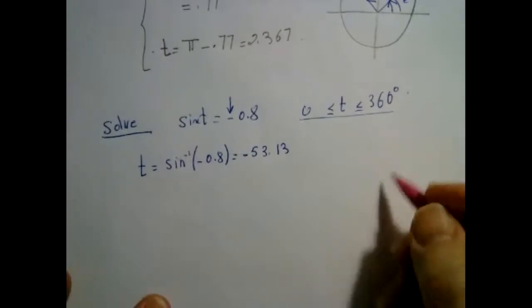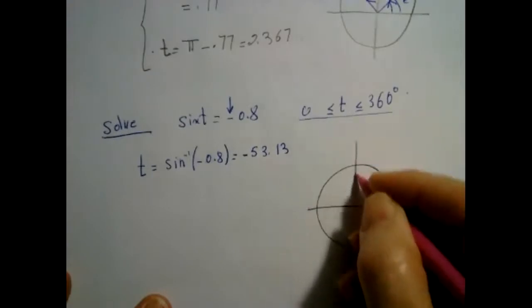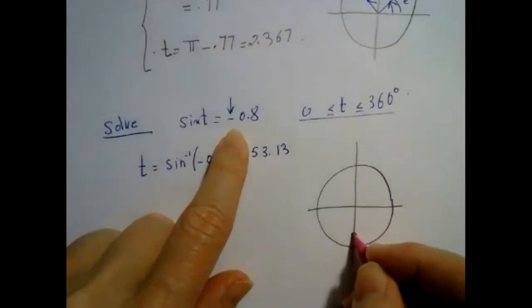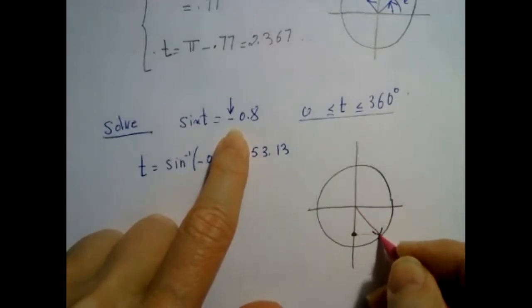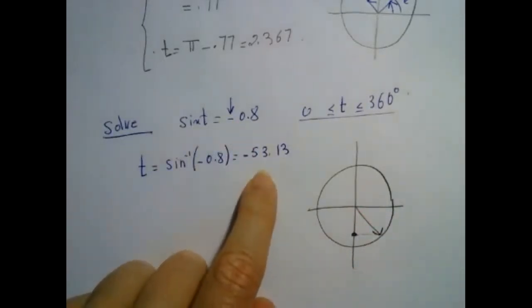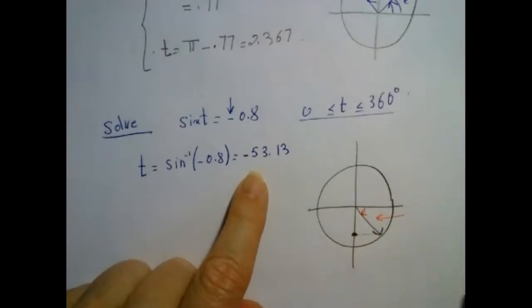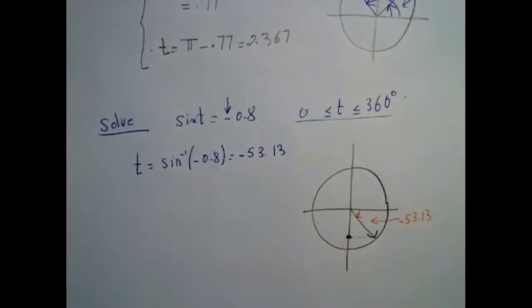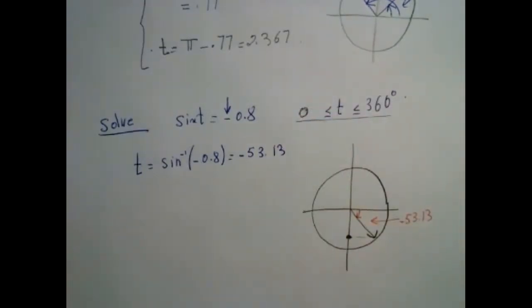Now, if I want the angle between 0 and 360, if you don't draw your unit circle, you're going to be confused in those problems. All right, if the sine is minus 0.8, the sine is always the y coordinate. Where is the minus 53 on your picture? That's right there. This is what your calculator is giving you. Now, if I want the angle between 0, that's a positive number, and 360, and I want all of them.